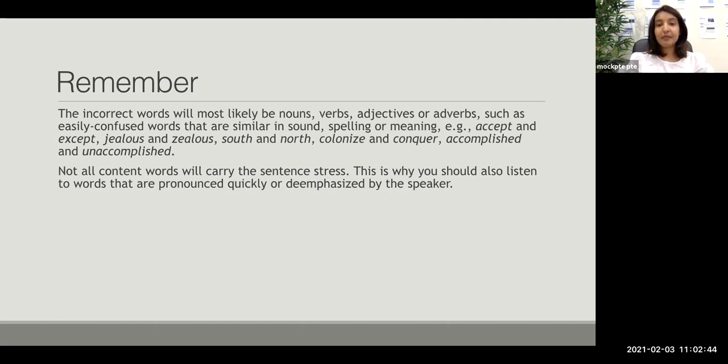Don't go faster than him. Don't go slower than him. And the second mistake that many students make here is skim reading.